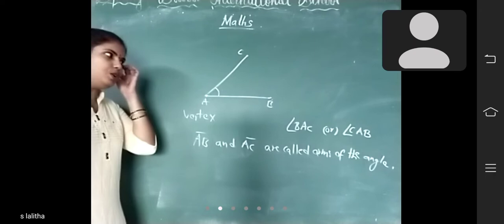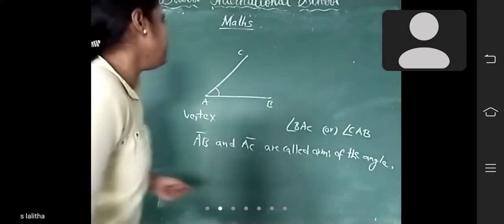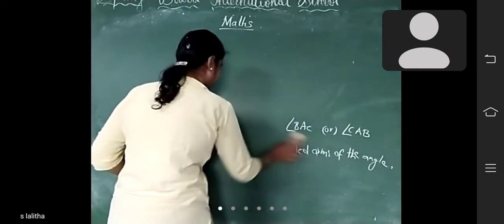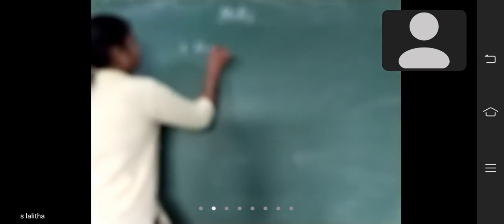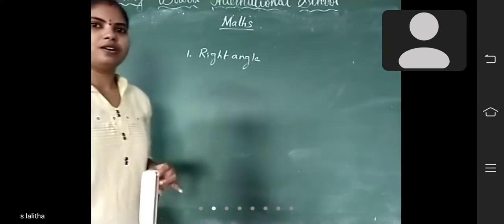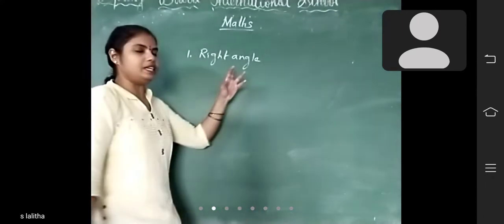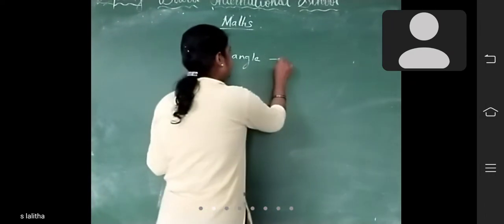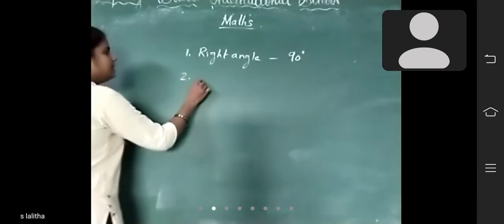We learned how to measure angles and types of angles. How many types of angles are there, children? We learned 4 types. The first one is right angle. Right angle means what? A horizontal ray and a vertical ray meeting at a common point is called a right angle. How many degrees for a right angle? 90 degrees.